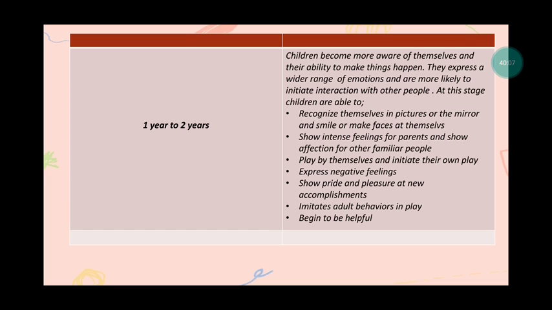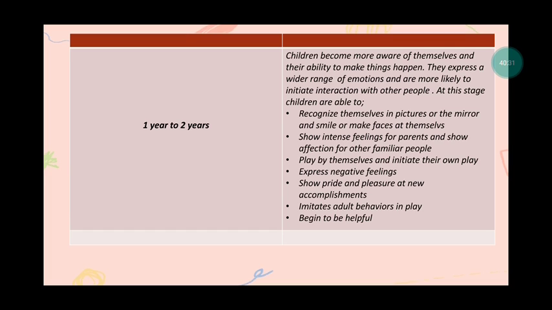Then they show intense feelings for parents and show affection for other familiar people. They play by themselves and initiate their own play. They pretend to play, dressing up as a superhero, for example, Batman, making capes, then flying around like Superman.